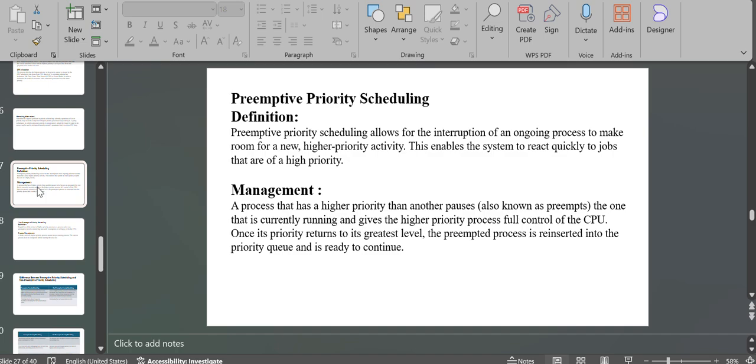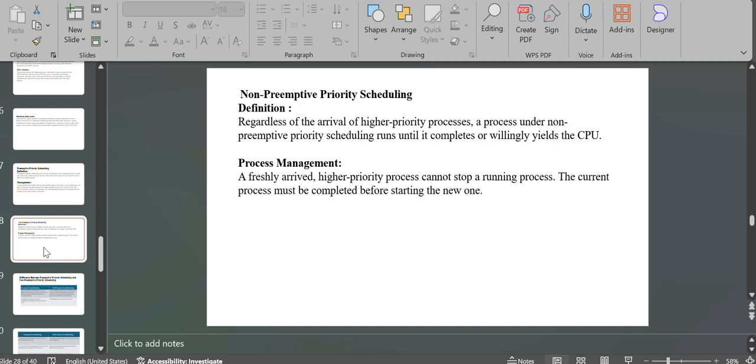When its priority returns to its greatest level, the preempted process is reinserted into the priority queue and is ready to continue. And non-preemptive priority scheduling definition. Regardless of the arrival of a high priority process, a process under non-preemptive priority scheduling runs until it completes or willingly yields the CPU. Process management.